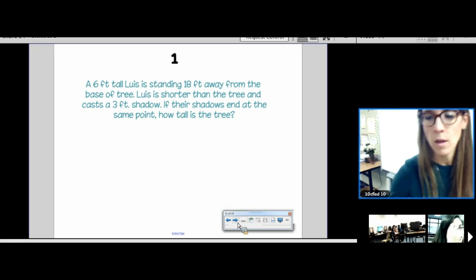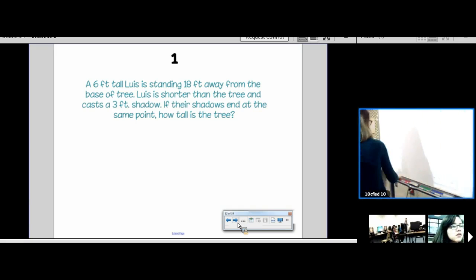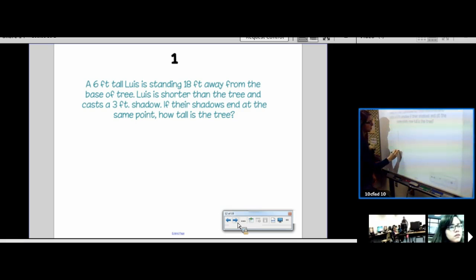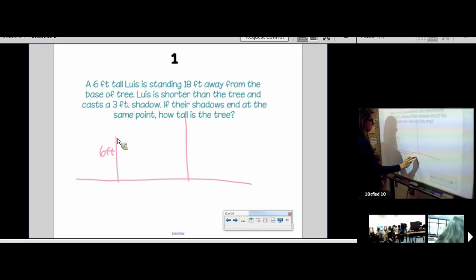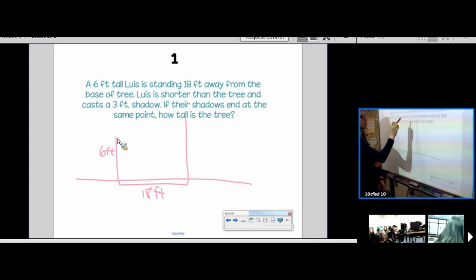Go. All right, so let's start sketching a picture. 6 feet tall Lewis. I'm not going to draw a stick figure, but if you want to, you can. So there's going to be my Lewis. He's 6 feet tall. He's standing 18 feet away from the base of the tree, and he's shorter than the tree, so we need to be careful there. He's 18 feet away from the base of the tree. He's shorter than the tree, so I made sure to draw the tree taller than him.